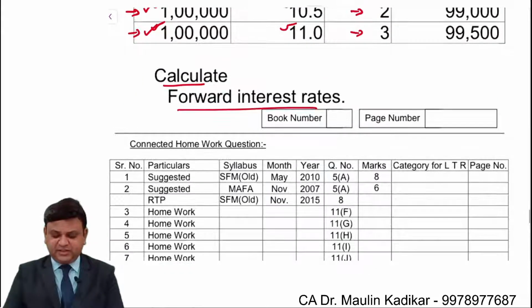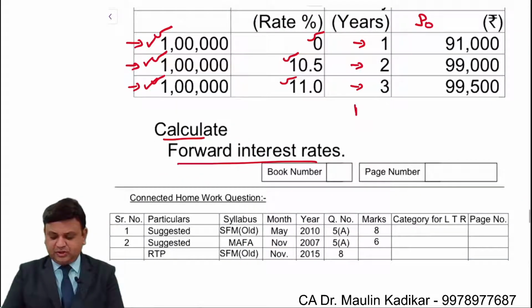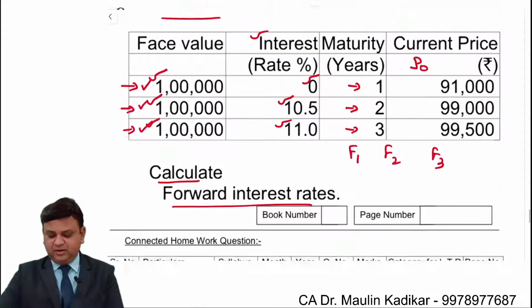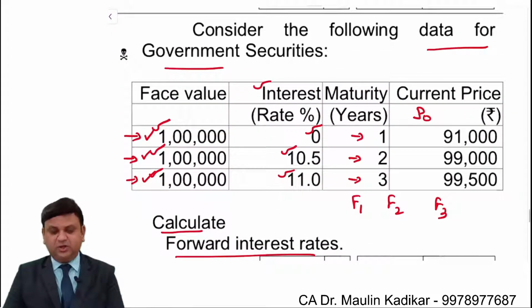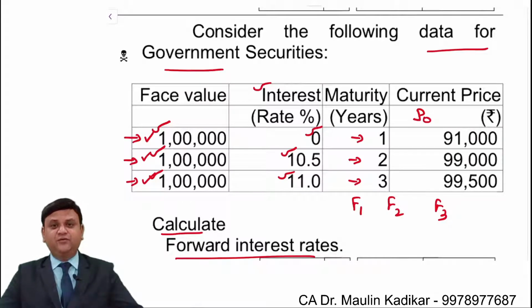Calculate the forward interest rates. It means that we are required to calculate F1, F2 and F3. We are required to compute the forward rate for the first year, the forward rate for the second year and the forward rate for the third year. I want you to tell me the answer: what must be F1?